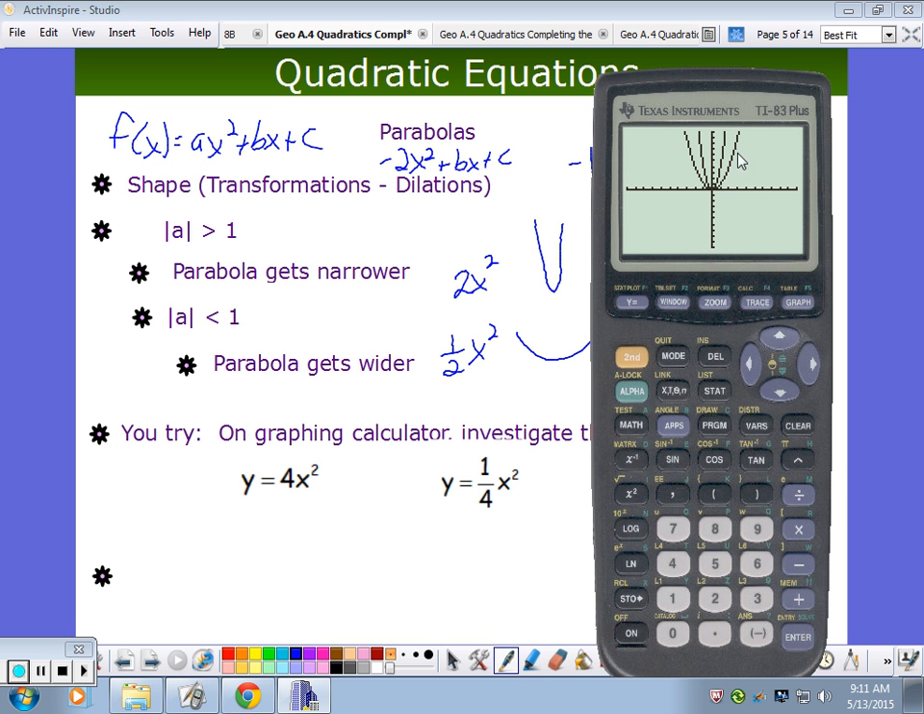So this is my parent. That's what they normally look like. But if you put a number bigger than 1 in front of that x, it gets skinnier. It's like you pulled on the strings and pulled it tight. Now what happens if you put a number in between negative 1 and 1? Well, let's find out. So the way you type in a fraction here is don't convert it to a decimal. Just put it in parentheses. 1 divided by 4, close parentheses, then put in your x squared.